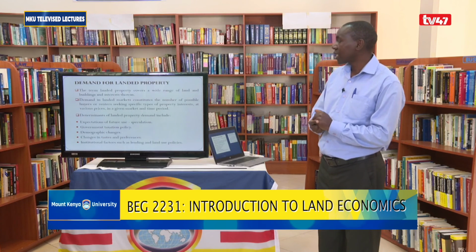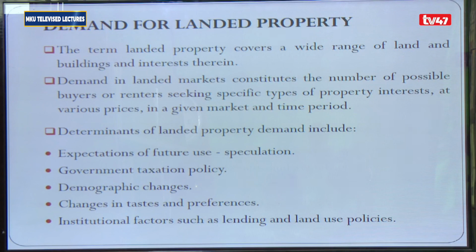Demand for land and landed property, demand being the number of potential buyers and renters who seek certain property interests in a given time, in a given market. This is what represents demand for landed properties, because there are various interests that are demanded. So the totality of those potential people or buyers will represent the demand for land and landed properties. And what determines that? Expectations of future use, such as speculation, and government taxation policy.